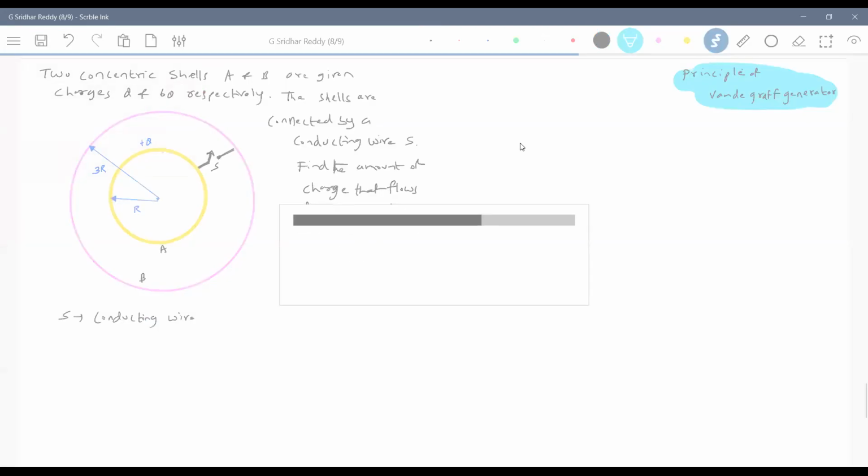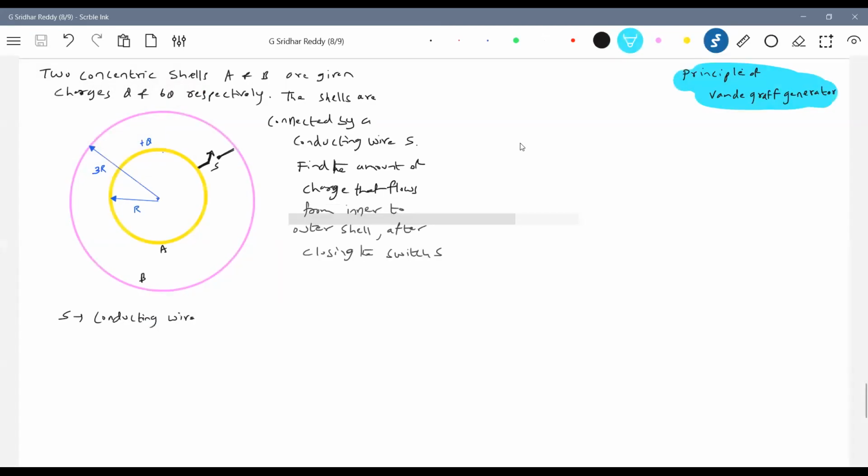Okay, now what do you expect? The charges given are Q and 6Q. Just a general question: which charge is more? 6Q is more than Q, no? Then when we close the switch, what do you expect? Some charge will flow from outer to inner, so how long will the charge flow? Go back to electrostatics. The charge will move from higher to lower potential. Am I right? Positive charge will move from higher to lower potential.